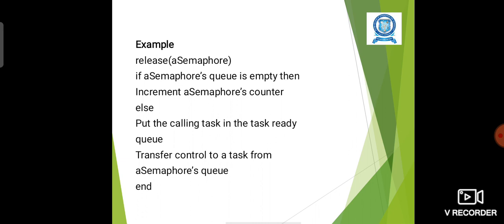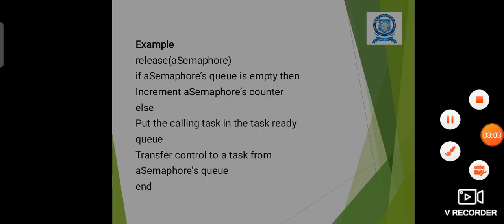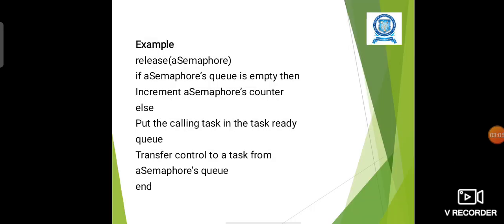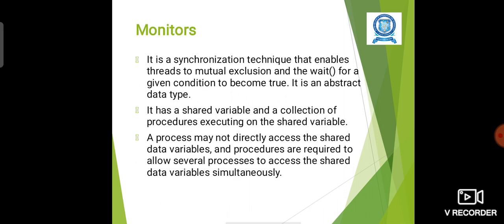If a semaphore's queue is empty, then increment the semaphore's counter. Else, put the calling task in the task ready queue. Transfer the control to the task from the semaphore's queue.